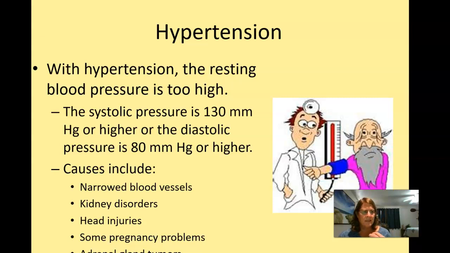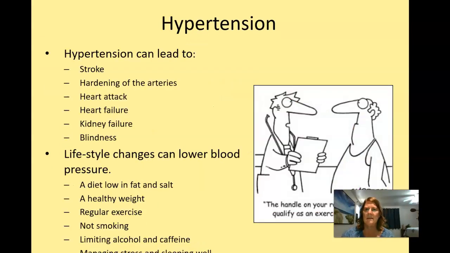So this is caused by narrow blood vessels, kidney disorders, head injuries, pregnancy problems, and adrenal gland tumors. And those adrenal glands are part of the endocrine system, and they sit right on top of the kidneys. So some of the problems with hypertension is it can lead to strokes. What I should say is one of the biggest complications of hypertension is strokes. We also see hardening of the arteries, heart attacks, heart failure, kidney failure, and blindness.